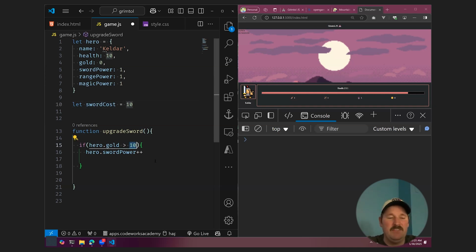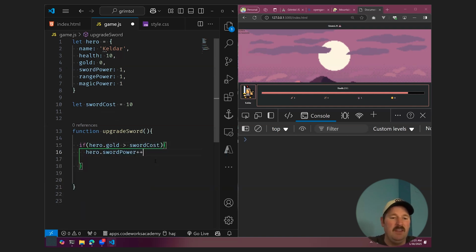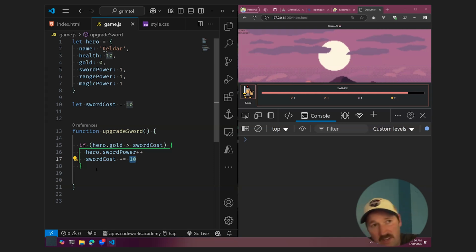I probably want to say if the hero's gold is greater than the sword cost, then let their power go up and let the sword cost go up by like 10. Yeah, that's set in stone. This would be like, every time you buy a sword, it goes up by 10 gold. So 10, 20, 30, 40. That wouldn't scale super well down the road from a game standpoint.